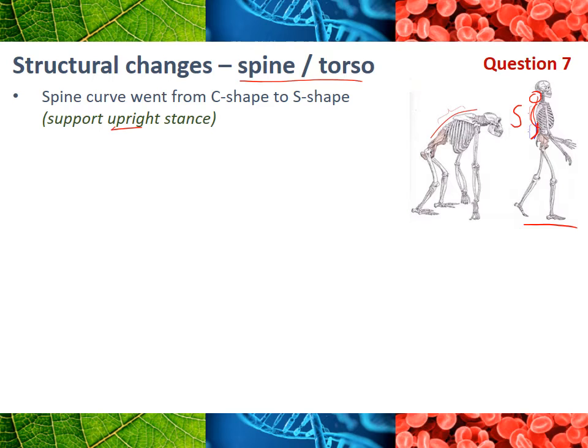If you compare that here with the gorilla, where it's just that kind of C-shaped curve, it just goes in one direction because of being hunched over to be able to walk on all fours.